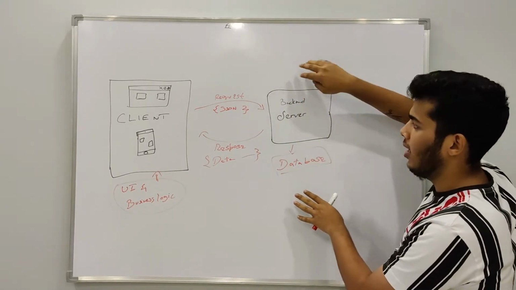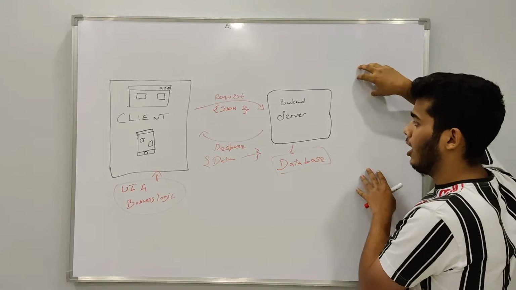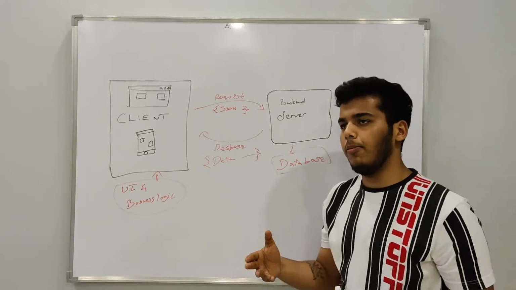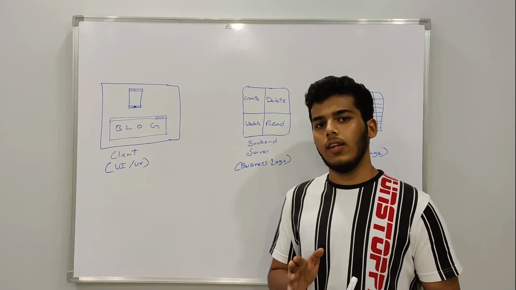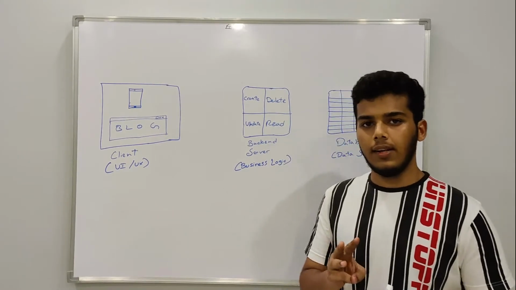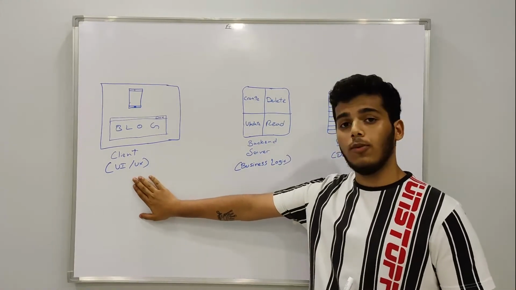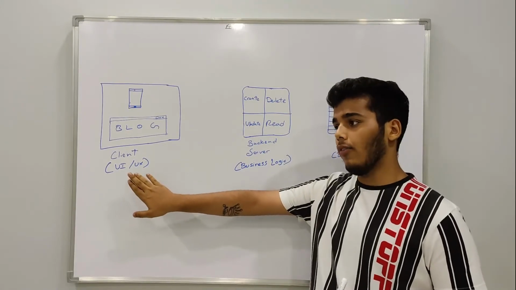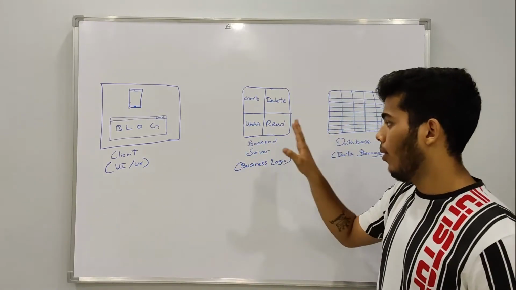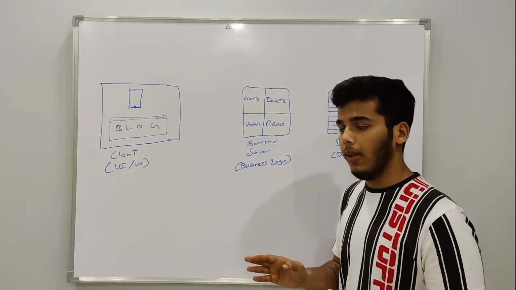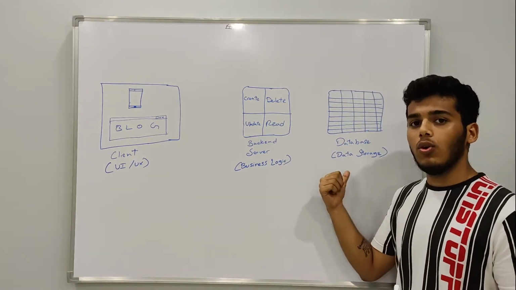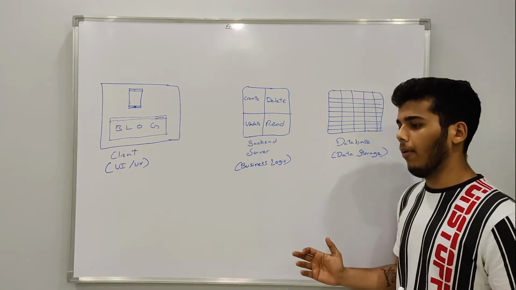We'll basically be splitting a backend server and a database separately in three-tier architecture, which we'll be discussing next. So, three-tier architecture. In three-tier architecture, we have three different components. One is the client, which is responsible for the user interface of the particular application. One is the backend server, which will hold all the business logic required for the particular application. One is the database to store all the data of the application.